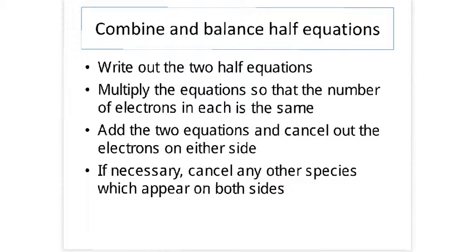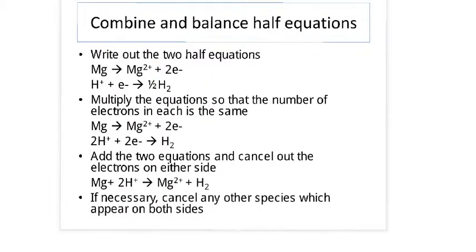So the easiest way of remembering this is to do some examples. So I've given you an example here of magnesium reacting with acid. And as you should know from lower down in school, when you react magnesium with acid, you get hydrogen gas given off. So first thing we need to do is write out the 2 half equations. When you have magnesium reacting with acid, the magnesium starts off as Mg, so it's in a 0 oxidation state, and you end up with Mg2+ plus 2 electrons. And for the H+, you've got H+ plus an electron gives half H2.